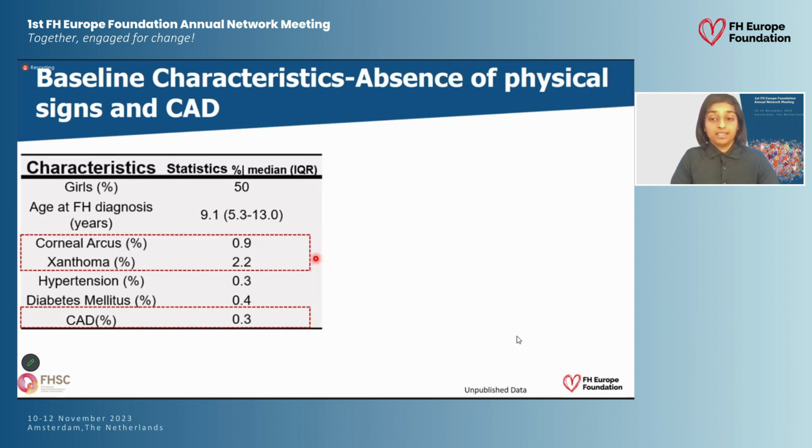Importantly, we see that the presence of physical signs, corneal arcus and xanthoma, which are hallmark signs to help screen and diagnose FH, are actually very low in prevalence in children and adolescents in our registry. So this means that we cannot rely on the presence of these signs to screen children for FH. And if we do, then we are likely to miss those that have FH but do not present with these signs.